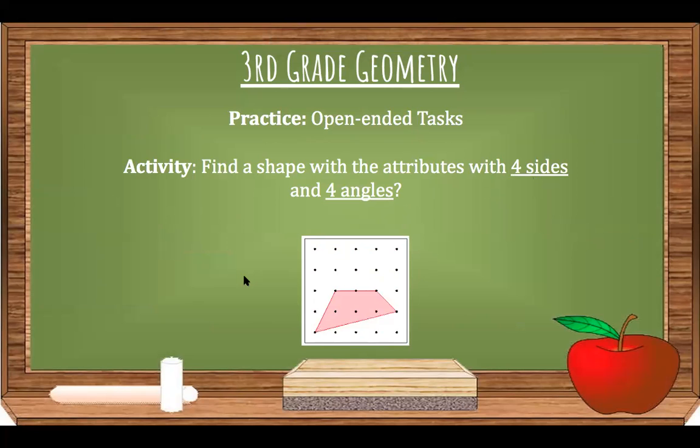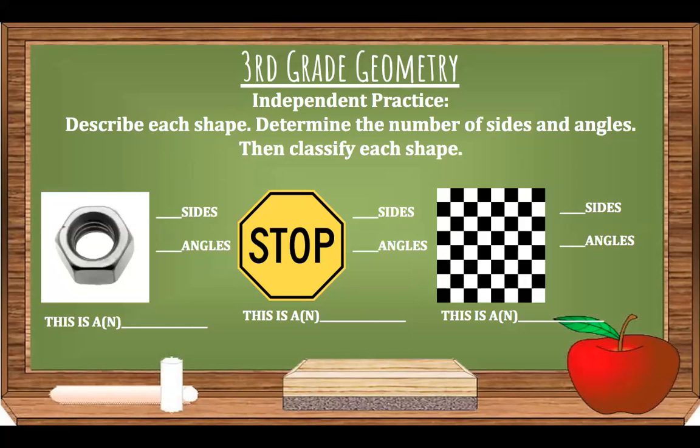And now, for homework and independent practice, we're going to describe each shape, determine the number of sides and angles, then classify each shape. So here we have a certain shape. You're going to have to figure out the sides and the angles. We have another real world shape that you might see on the street. Let's count the sides to see how many angles. And then here we have a chessboard, and we also have to figure out the sides and angles. And then you have to identify what shape it is.